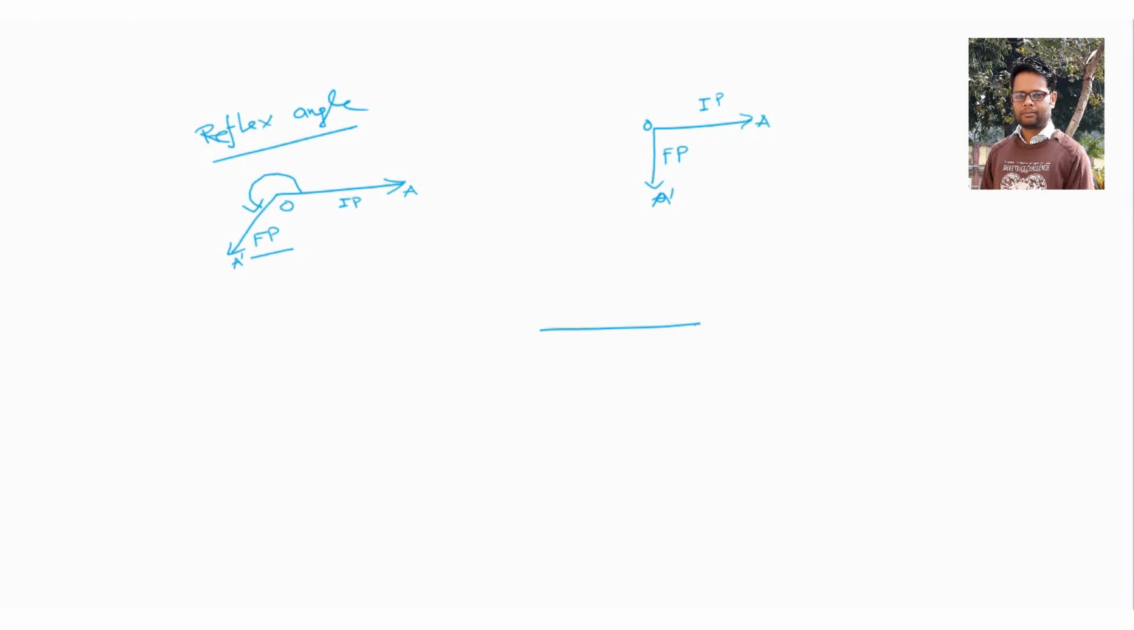Now OA is equal to OA dash. That means this OA dash lies on OA. It's called a complete angle. So that was about a few angles. Now I will repeat.